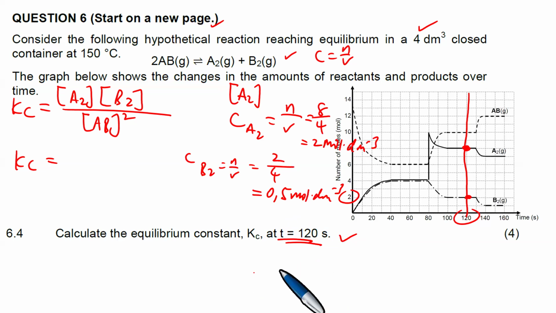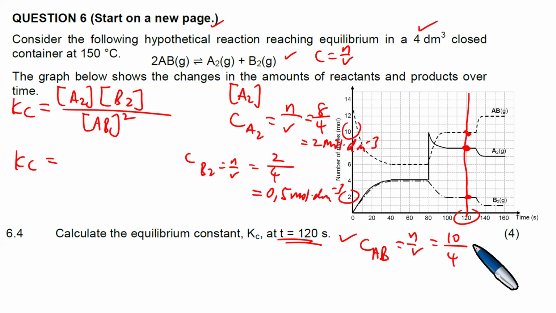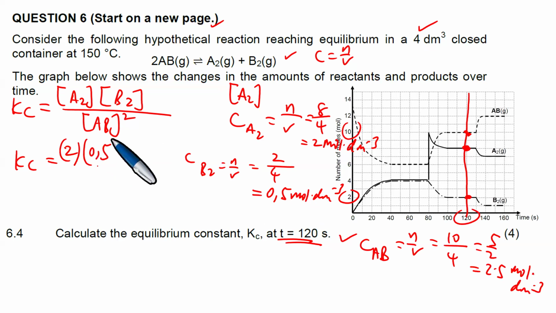Okay, we're going to substitute everything quickly. Now the concentration of AB is number of moles over volume. At 120 seconds, AB is this one here, and it's exactly 10. So we have 10 divided by the volume, 4, and therefore this is 5 over 2, which is 2.5 moles per decimeter cubed. A2 is 2, B2 is 0.5, and then AB is 2.5, and you square it. And therefore we have the Kc.